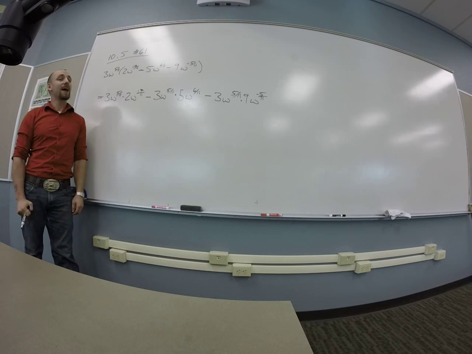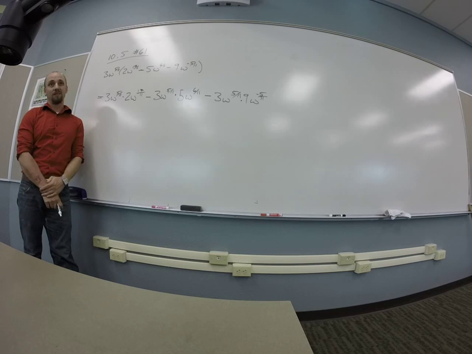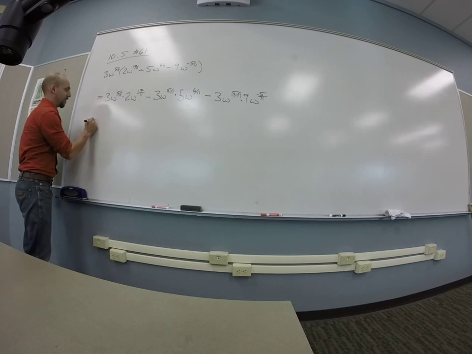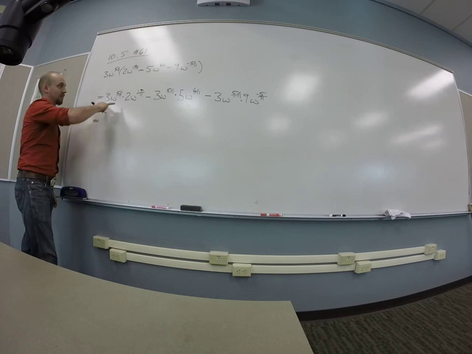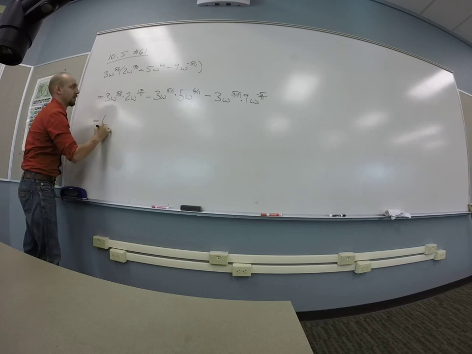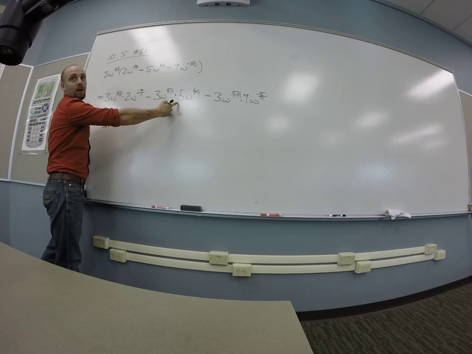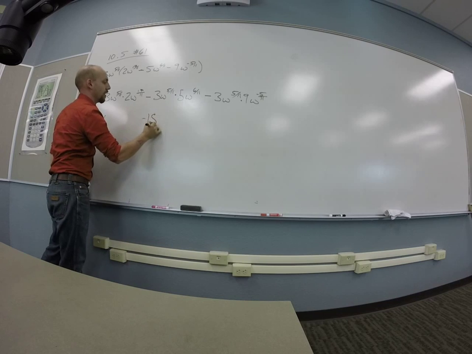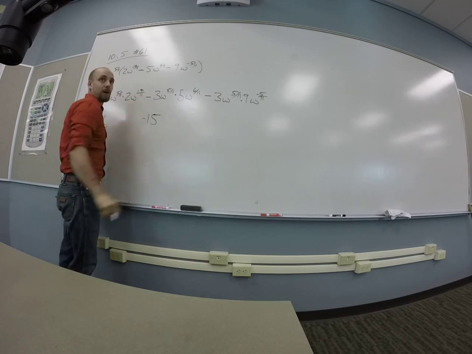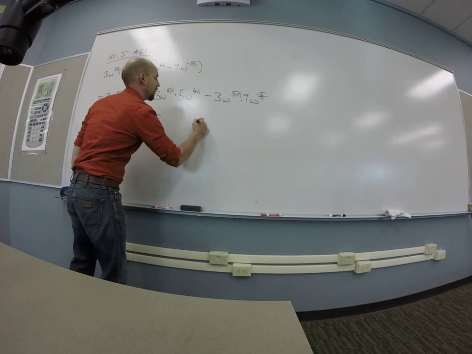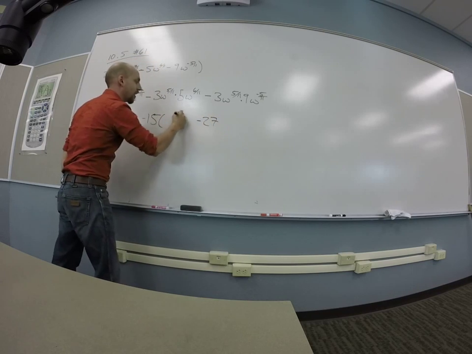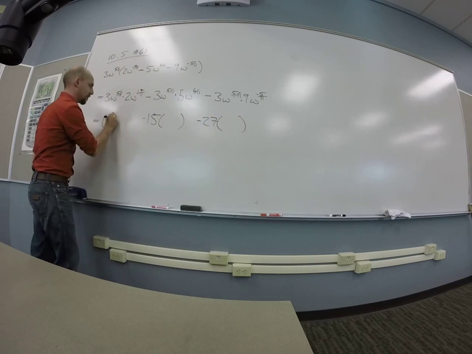Okay, so now how do you combine things? Some of these are easy, like the numbers. What are the numbers? There's a 6 here. Out here there's going to be a negative 15, and on the other end, negative 27. So I better figure out what goes in these, right?